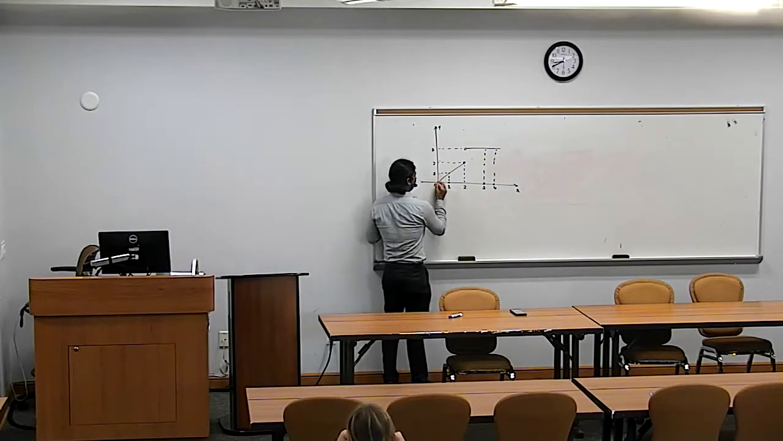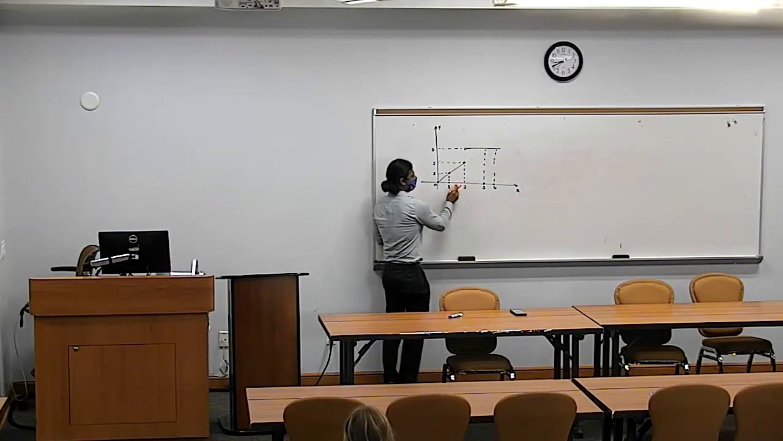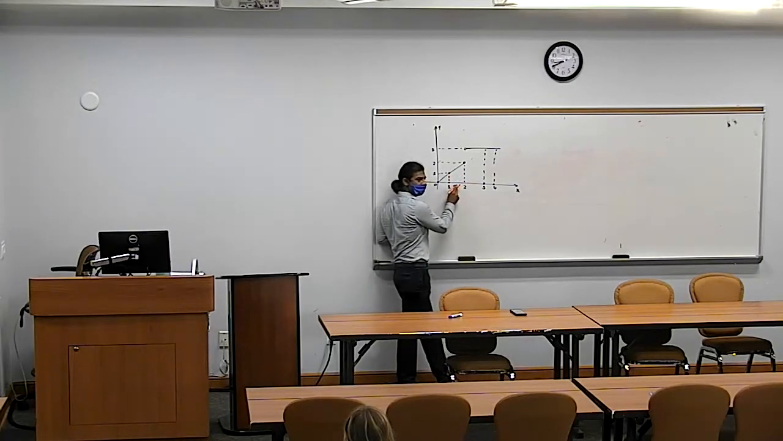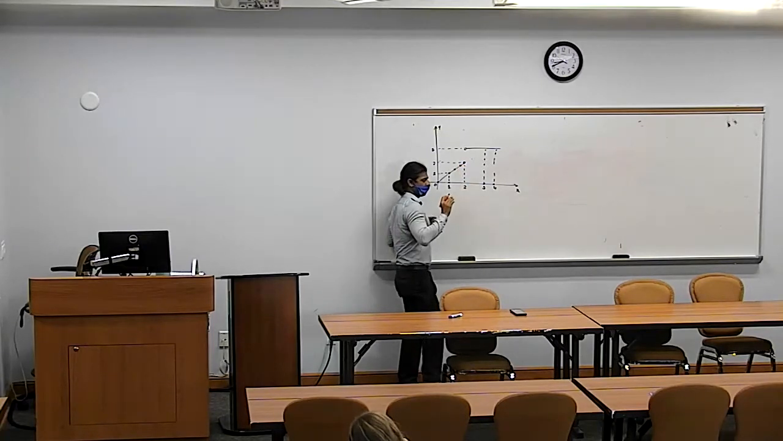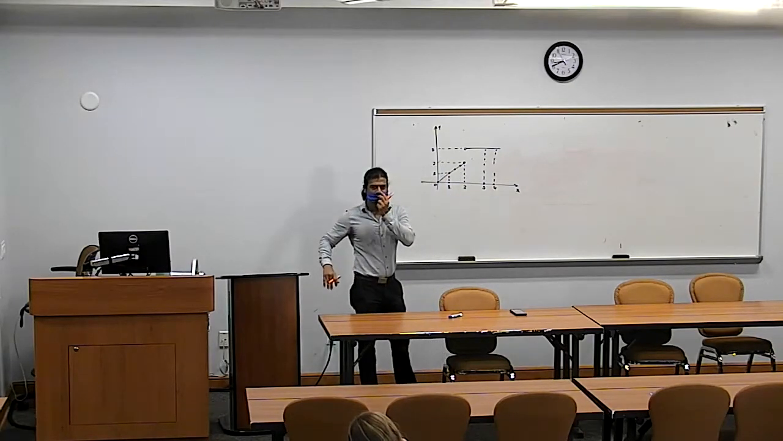When it's 0, it's 0. When it's 1, it is 1. When this is 1.5, what do we expect to get? 1.5. When it is 1.9, what do we expect to get? 1.9. If we have 1.999999, what do we expect to get?